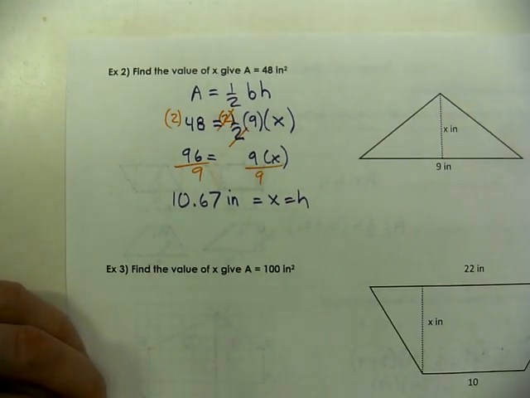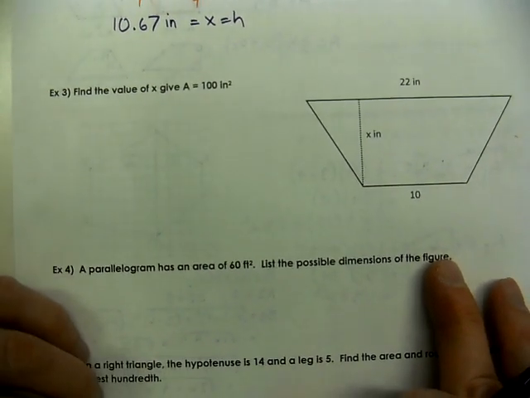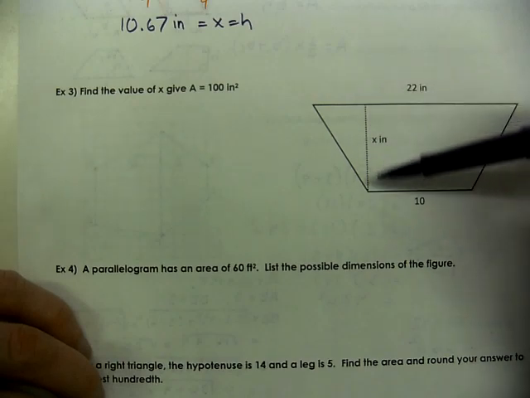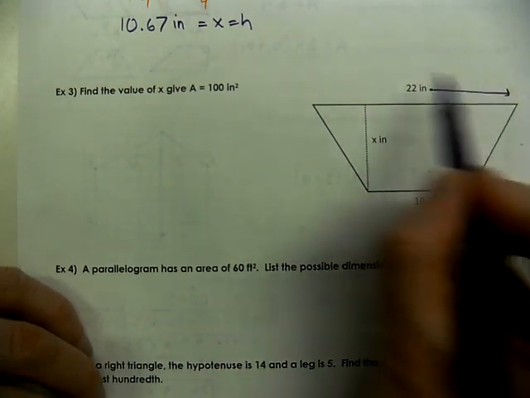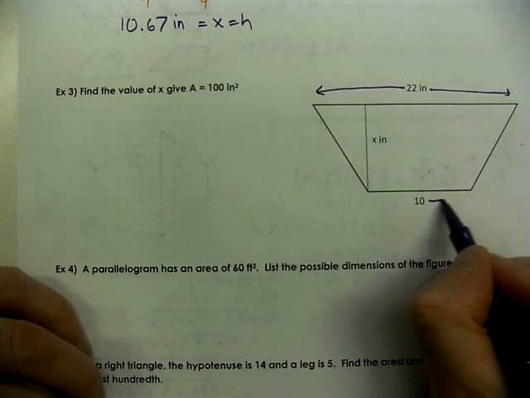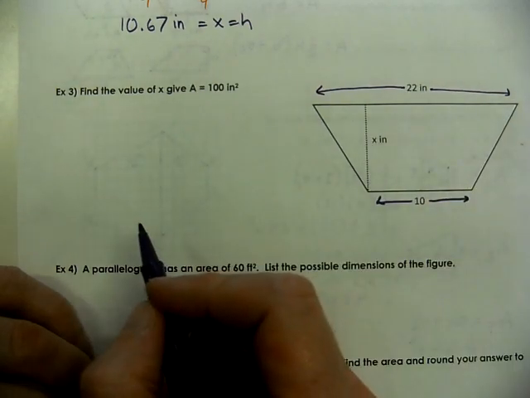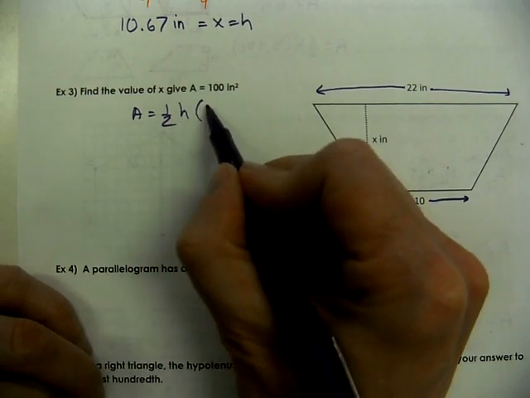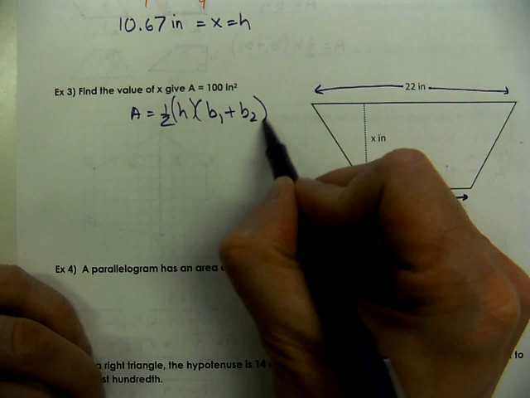So let's try that now with the trapezoid. Again, they're giving us a total area, and we're trying to work backwards to find the missing dimension, the height again. The 22 inches that you see here, that is the entire length of that side of the trapezoid. That's one of our bases, and then the 10 is the other base. Those are meant to be the parallel bases. So here's the formula. Area is 1/2 times the height, right, times the bases added together.